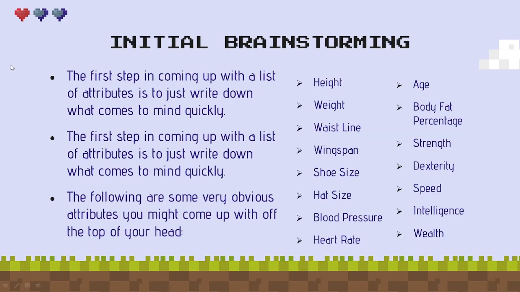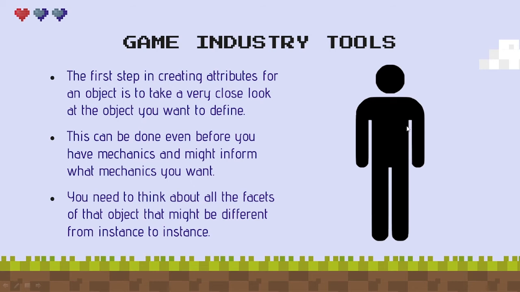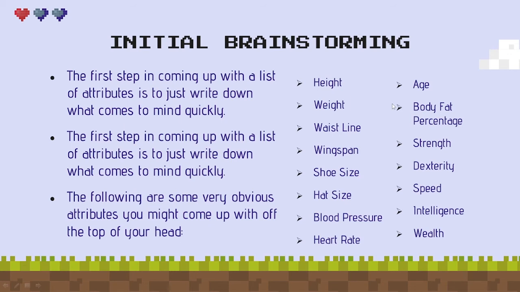So, the first step in coming up with a list of attributes is just to write down what comes to mind quickly. Halimbawa, sabi nga natin, the character that we want to provide attributes will be a person, a very generic person. So, pwede natin ilagay dyan, height, width, waistline, or kung halimbawa, you want to add wings dun sa character mo, maglagay ka ng wingspan, shoe size, hat size. So, eto, yung mga generic natin na mga game attributes. So, strength, dexterity, etc., etc. Just think about anything that you want to add dun sa attributes na yan.